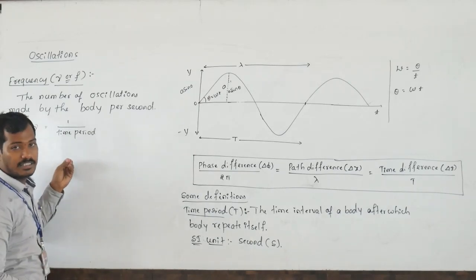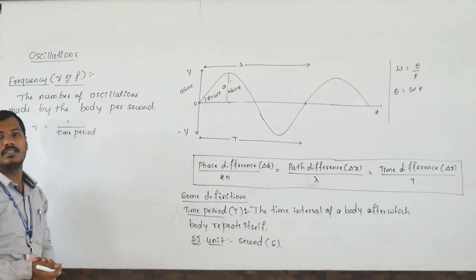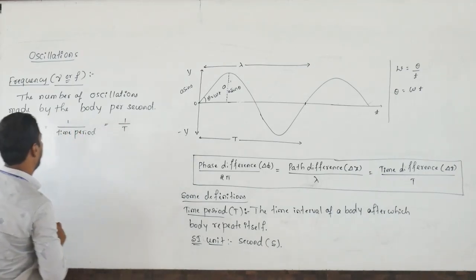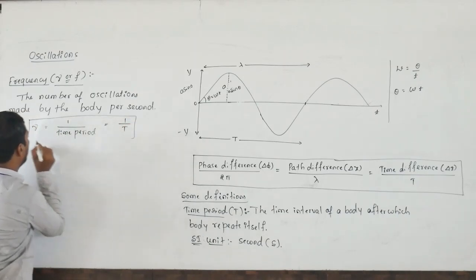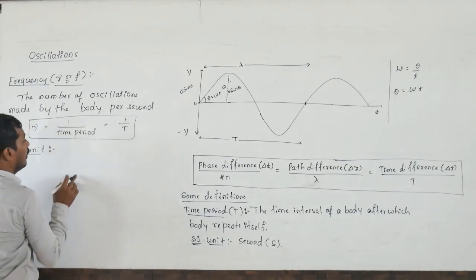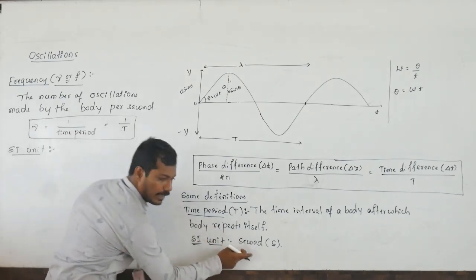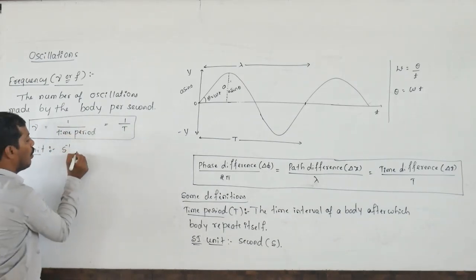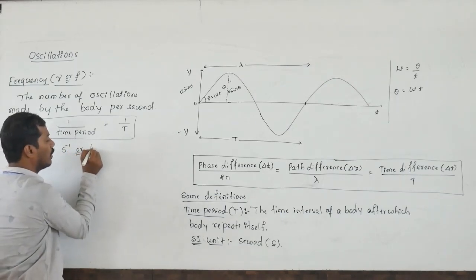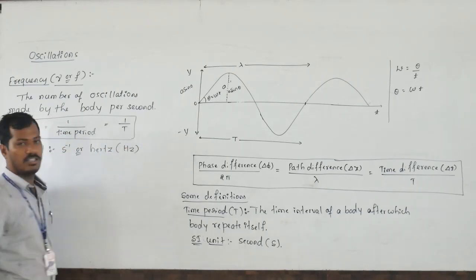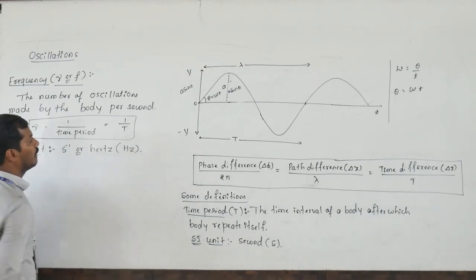Or also its definition is the reciprocal of time period, that is nothing but the frequency. It is 1 divided by T. Now the SI unit. The unit of time period is second, so the frequency is 1 by time period, that is nothing but per second, or it is also denoted as hertz, Hz. Hertz is the unit of the frequency.